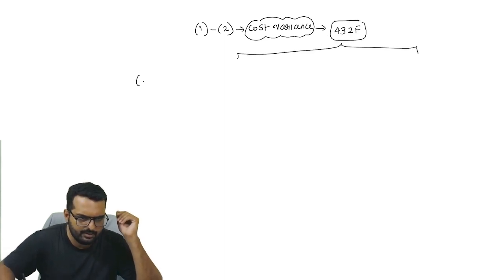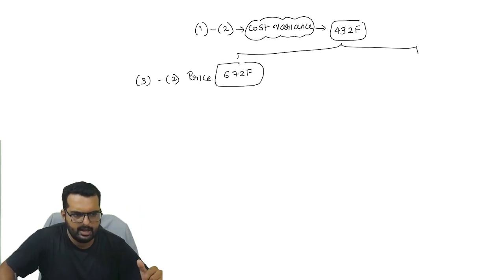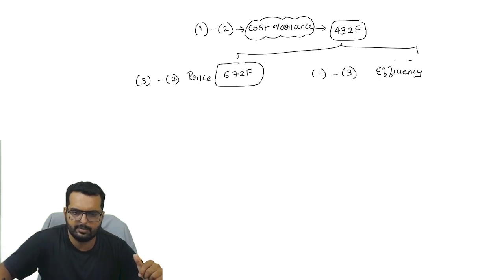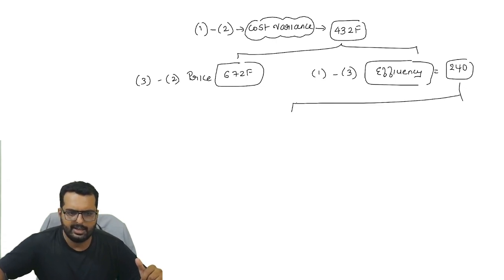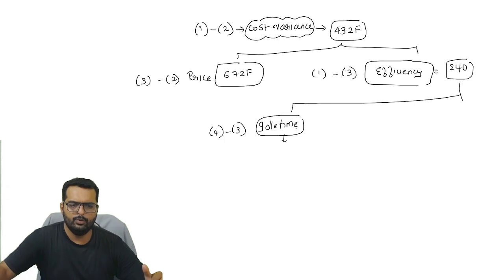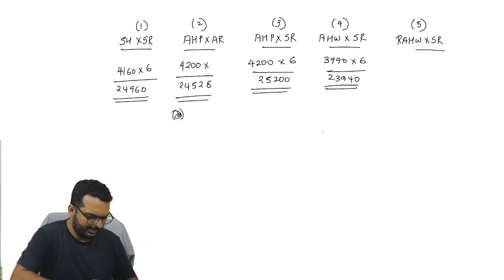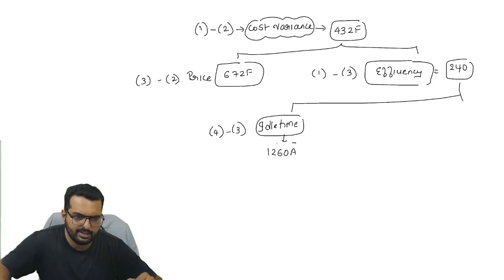Inside this, I will have 3 minus 2, which will be called as the price variance. That will be 672 favorable. Okay. Then I will have 1 minus 3, which will be the efficiency variance. That will turn out to be how much? 240 adverse. Inside this, I will have 4 minus 3, which is going to be idle time variance. All right. So if you do 4 minus 3 over here, you will get 23,940 minus 25,200. You'll get the answer as 1260 adverse. And that's exactly the same idle time variance that we found earlier.